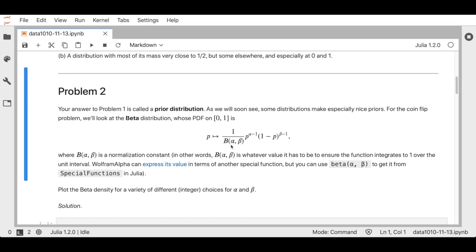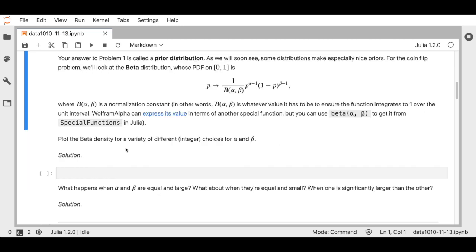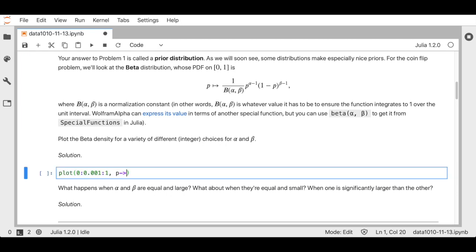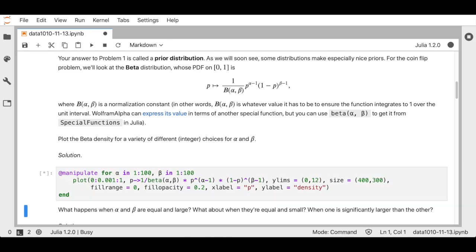So the beta function evaluated at a particular alpha comma beta pair is just going to be the integral from 0 to 1 of this function. So the first prompt is to just plot this beta function for a variety of different choices for alpha and beta and experiment. What happens when we try large alpha and beta? What happens when they're small? What if one is bigger than the other?